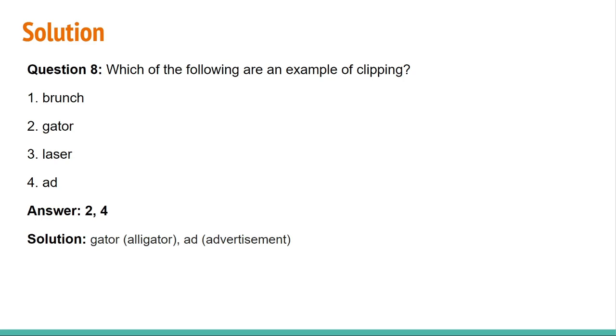Another one would be mixed clipping, where we clip something from the beginning and something from the end, and we get a shortened word. For example, flu, we get that from influenza, where in the beginning in is getting clipped, and at the end also some part of the word is getting clipped. So this is an example of mixed clipping. These are the common forms of clipping.